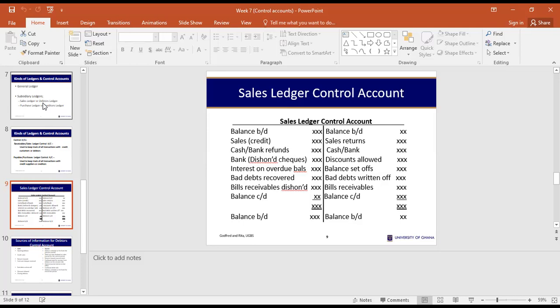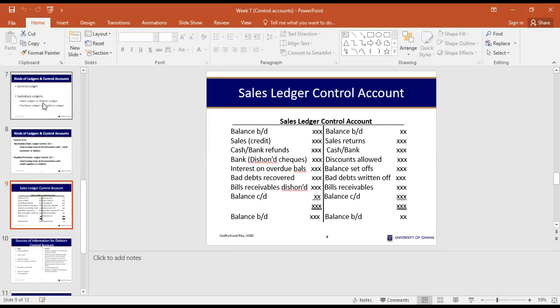They get it. So don't forget this. In the sales ledger control account, everything that will increase the debtors balance, or that will increase the amount that they owe you, will be debited. Anything that will reduce the amount that they owe you will be credited. Okay, good. So look at this particular format that is there.